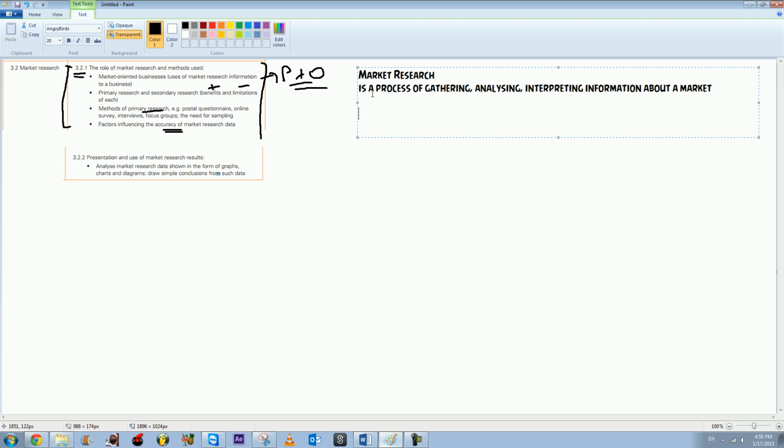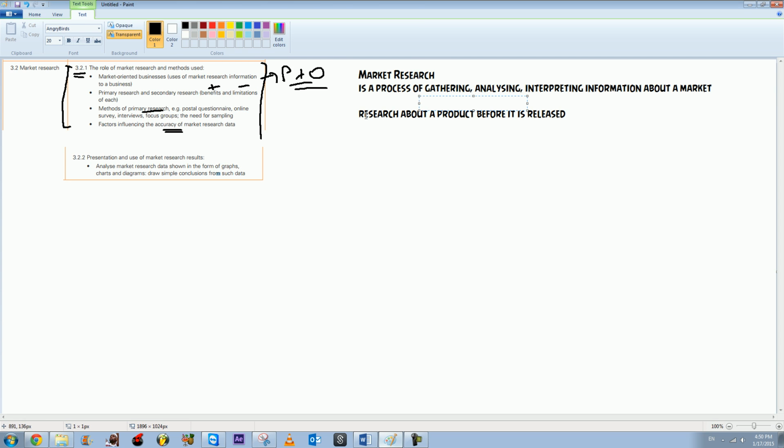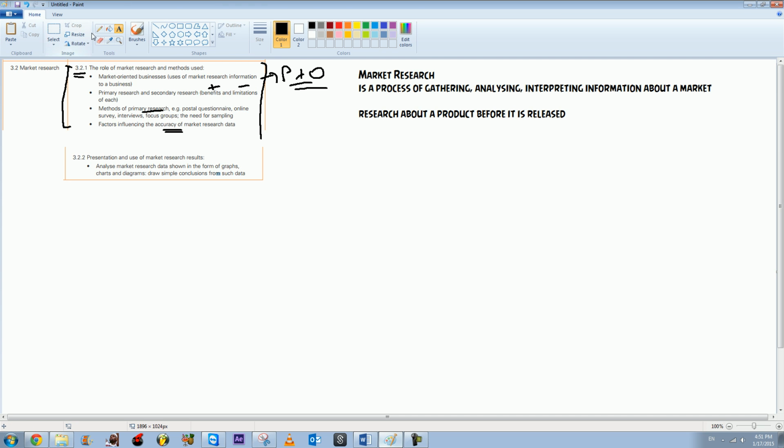Or market research could also be about researching a product before it is launched. I'm not sure if they accept this, I'm not sure about the second one, but for sure, just remember this first one. This would get you 2 marks right away.